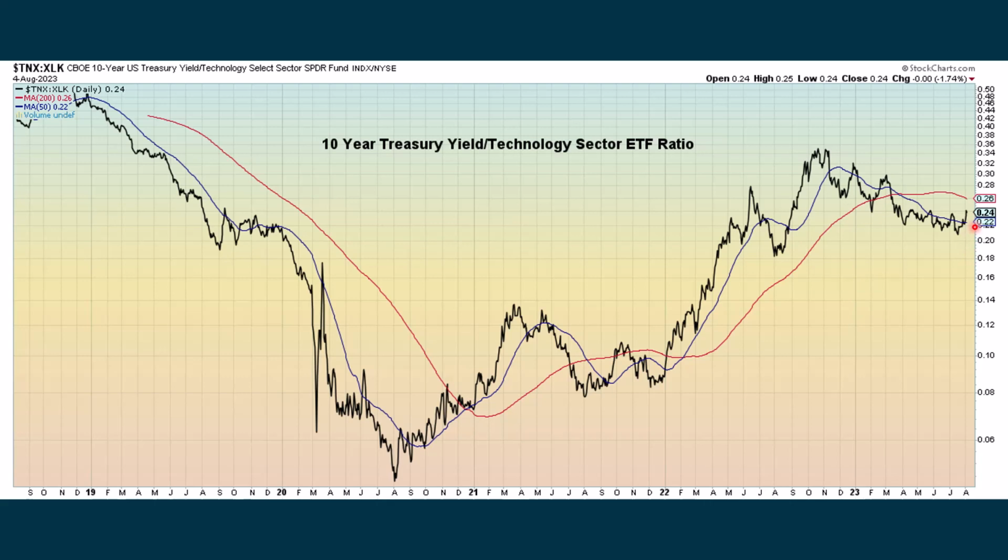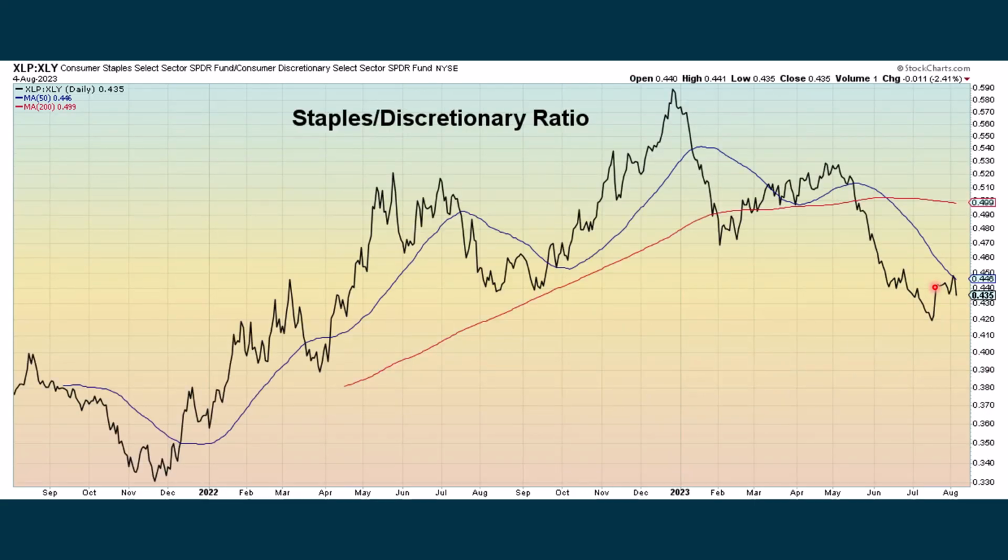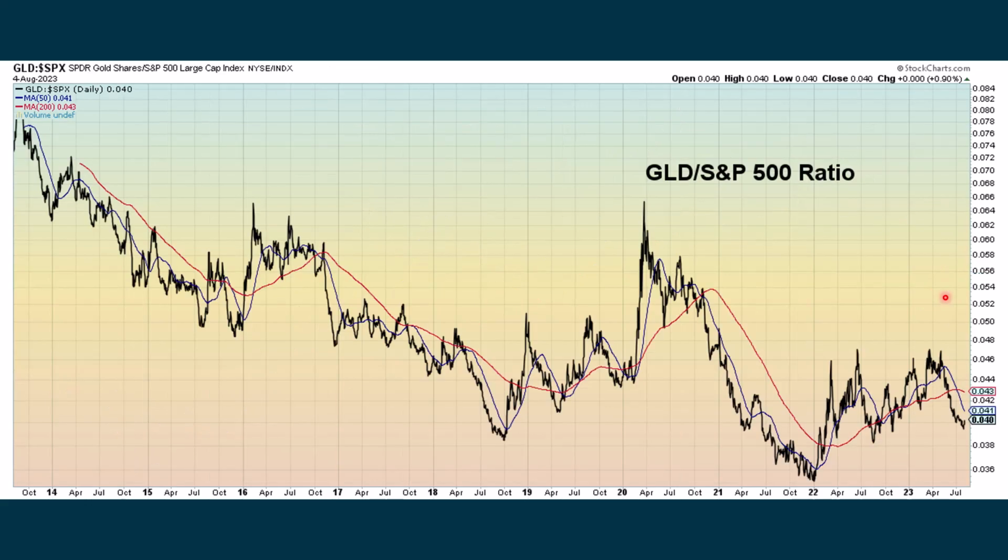Discretionary to staples ratio, we keep a real close eye on this. Discretionary had a golden cross with this ratio and continues to outperform staples. We look at an inverse of that, showing how staples are underperforming discretionary.